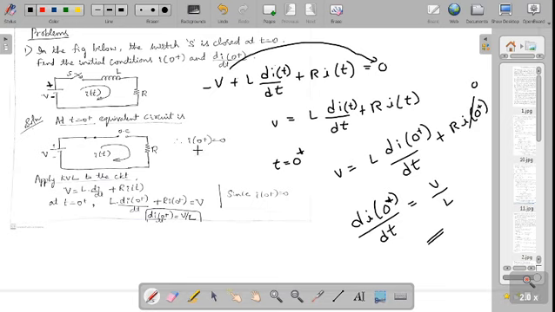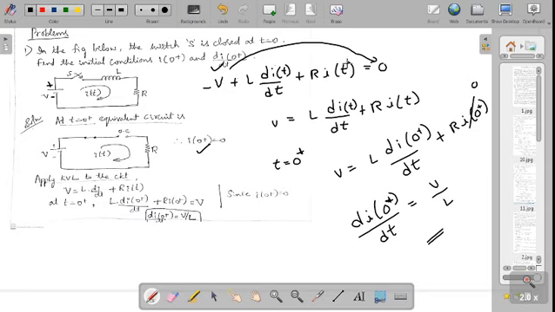So we have found I of 0 plus, that is 0. Then we were asked to find d of I of 0 plus divided by dt, and the value of that would be V by L. So this is regarding the first problem. You just understand the concept. Whenever the switch is closed, the inductor will act as an open circuit, and the resistor will remain as it is. Since it is an open circuit, the current cannot flow in the circuit, so it is made 0. Then you apply Kirchhoff's voltage law to the circuit and substitute the value of the current. So this is regarding the first problem.